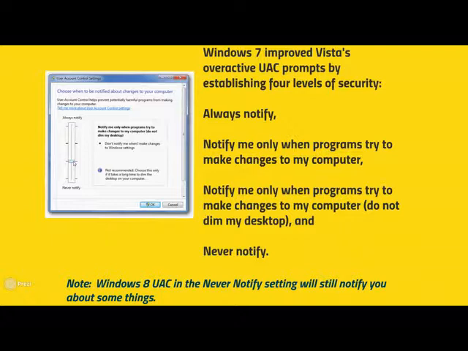However, with Windows 7, they improved Vista's overactive UAC by establishing 4 levels of security that you could set your UAC at. You could set it to always notify. You could set it to notify me only when programs try to make changes to my computer. You could set it to notify me only when programs try to make changes to my computer, but do not dim my desktop. And you could set it to never notify. Never notify basically turned off UAC.